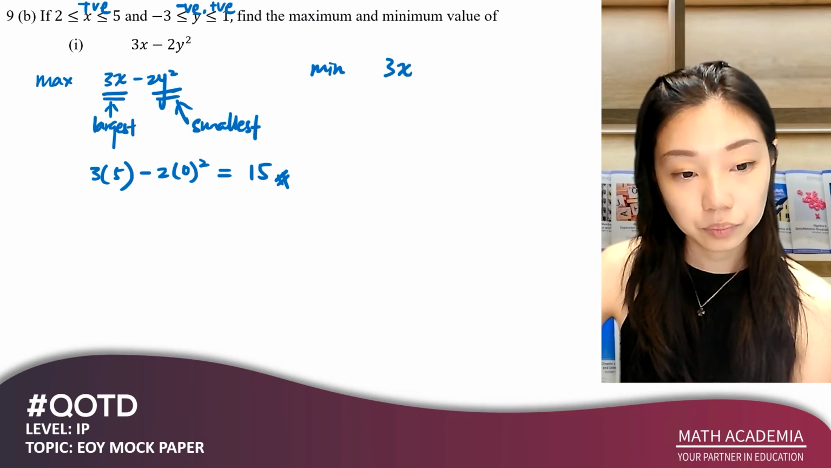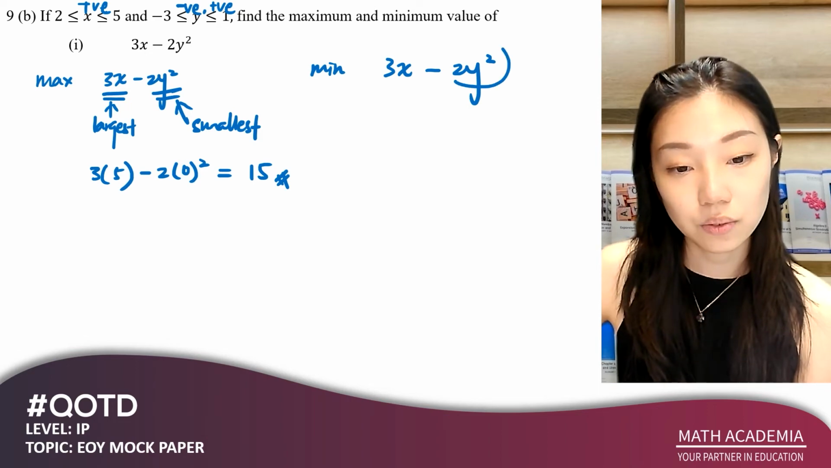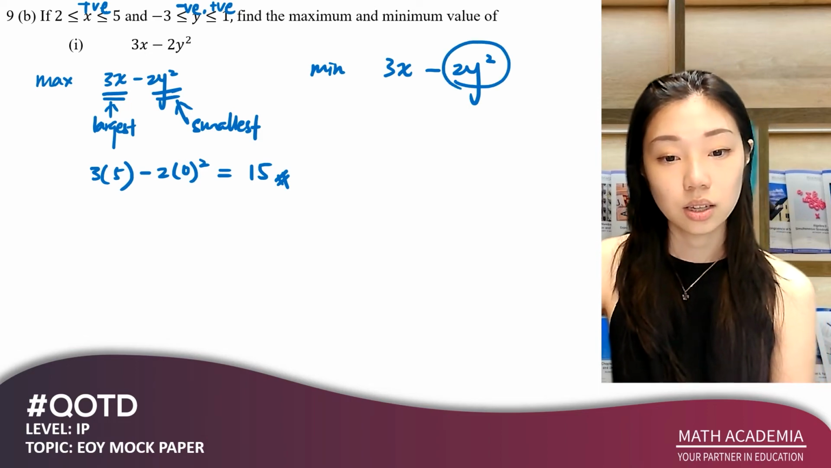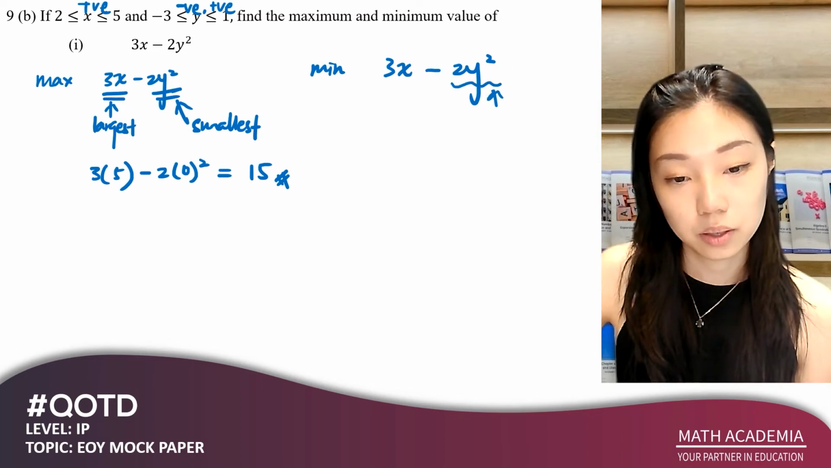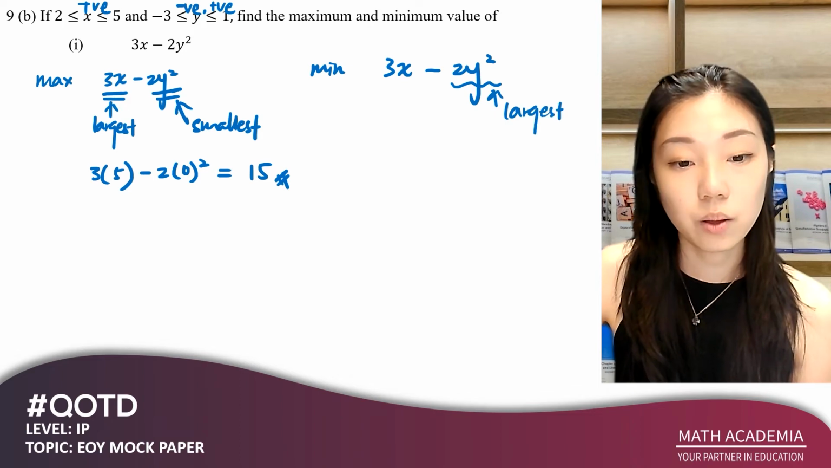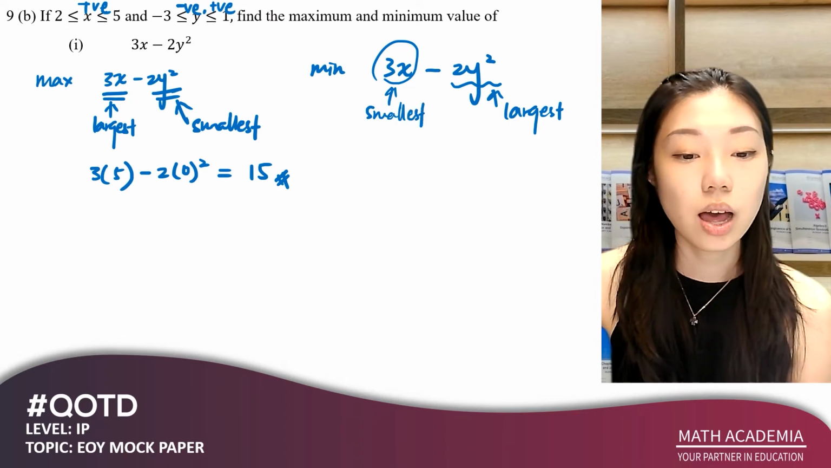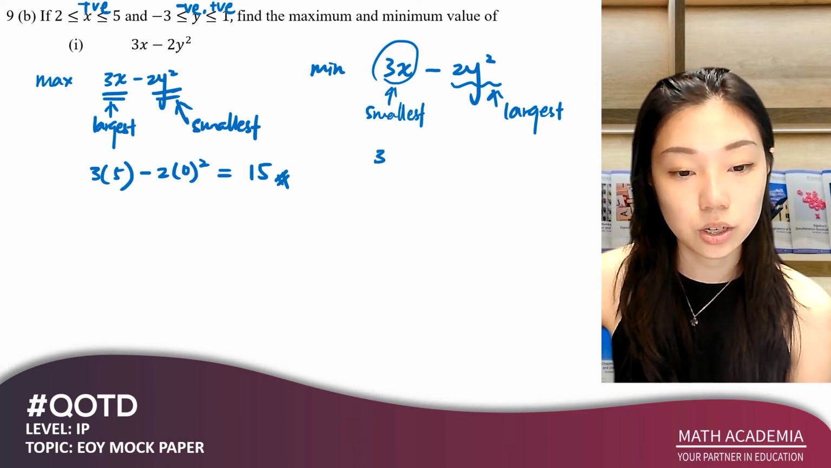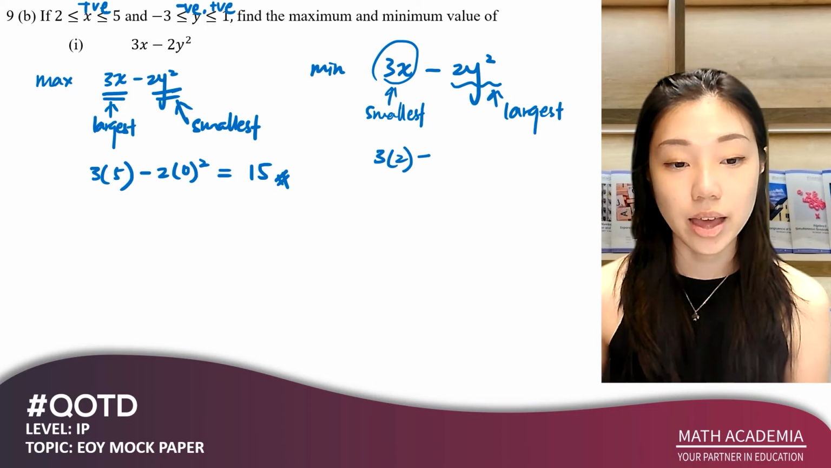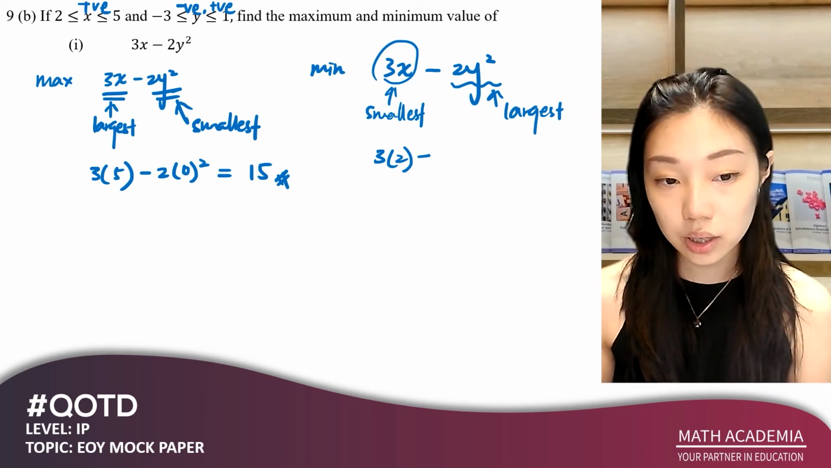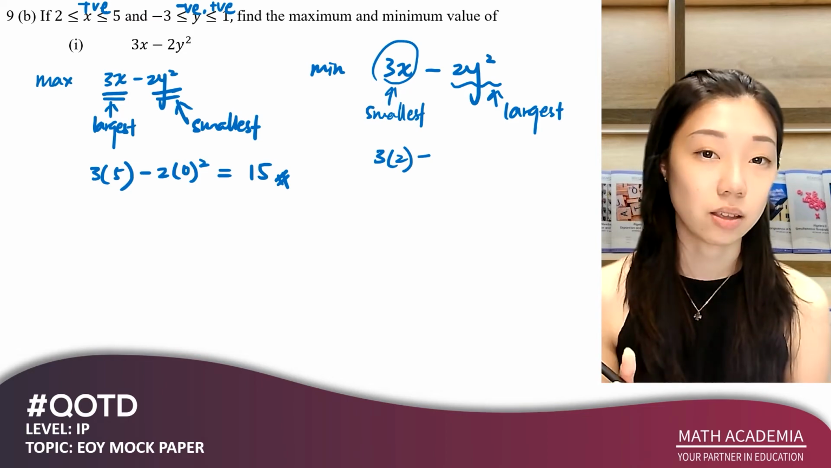So again, for the minimum value, if this is positive, so I want to make this as large as possible. And I want to make this as small as possible. So I'll choose the lowest value of x, which is 2. And I would choose the largest numerical value for y. I know that 1 is larger than negative 3.